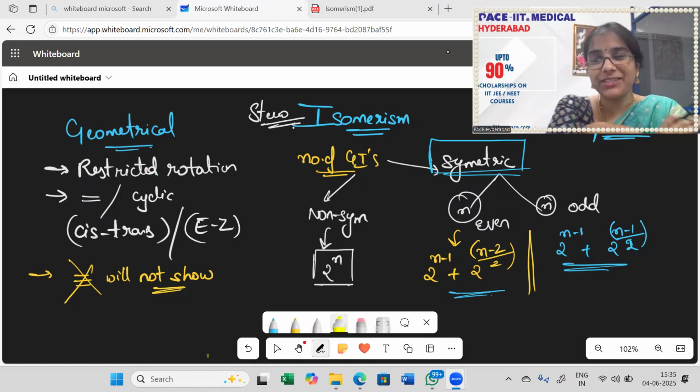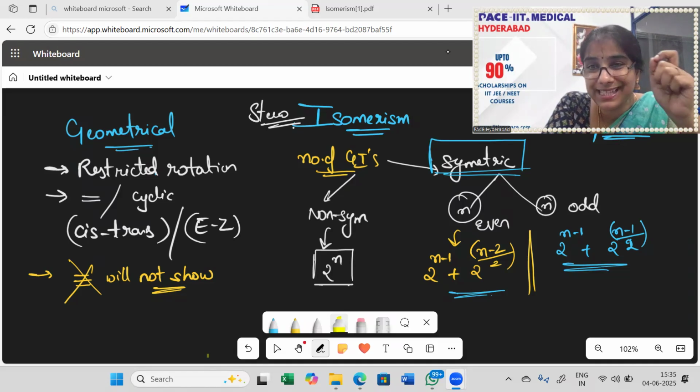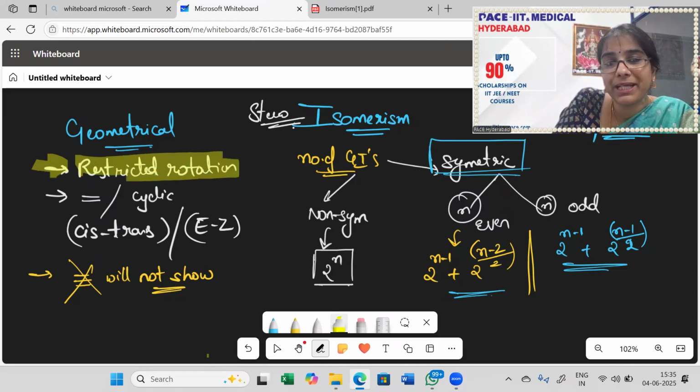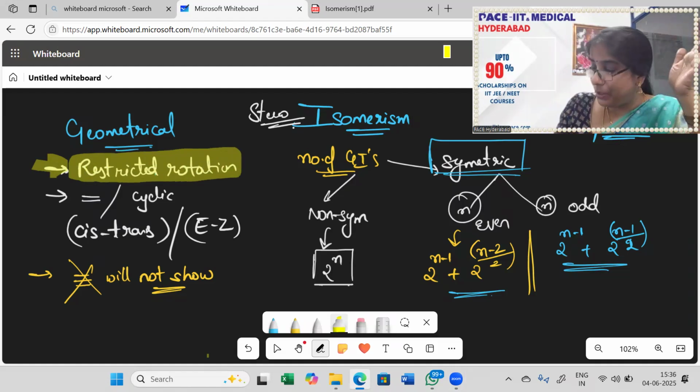So let's go with an interesting topic of stereoisomerism, which is the most important part, geometrical isomerism. If we have to talk about geometrical isomerism, we need to talk about restricted rotations. As you can see, point number one, restricted rotations. And what do we mean by restricted rotation of the bonds? Whenever we have a restricted rotation, it means that when I turn the bonds, they will break, so I should not turn them, right?